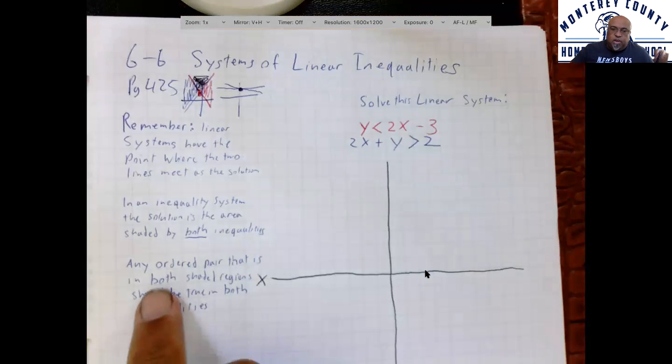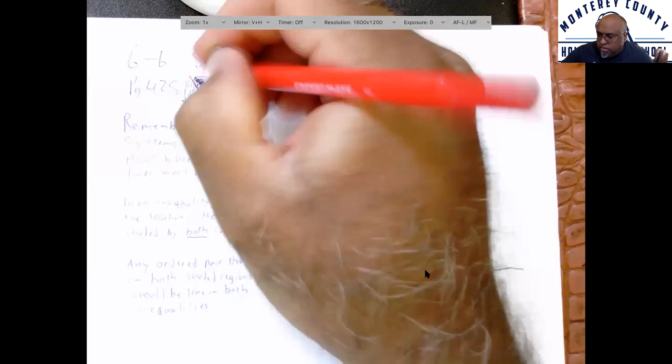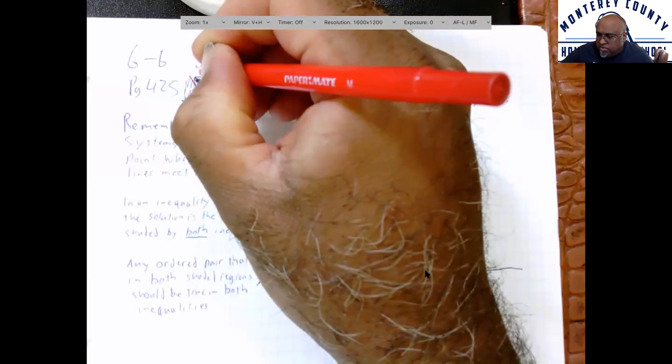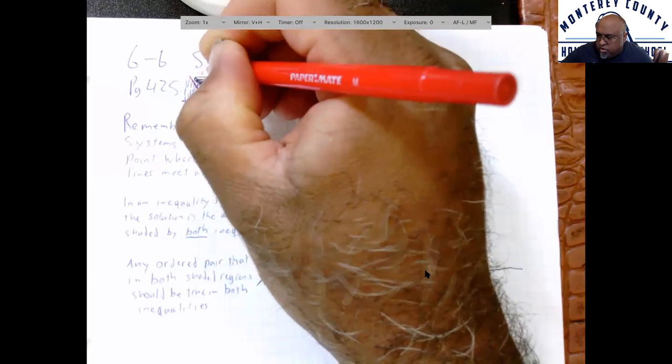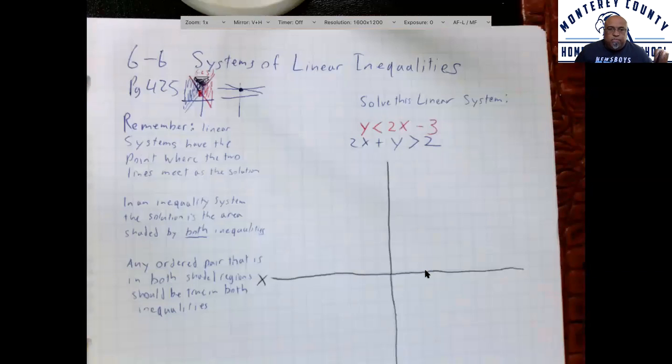I want to say this: any ordered pair that is in both shaded regions should be true in both inequalities. So if there's a point that's in this black area, we'll just say -2, 5, okay, just as an example. Whatever is in there, if you substitute it into the inequality, then you will actually get a true answer. Okay, so let me show you the steps here.